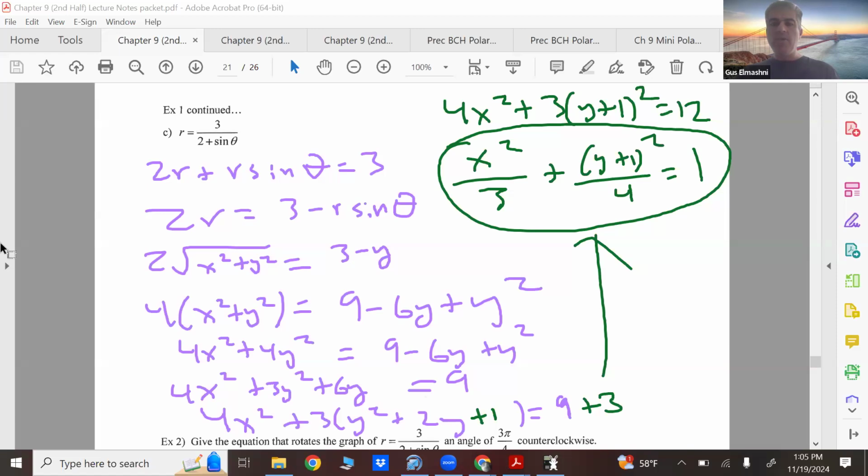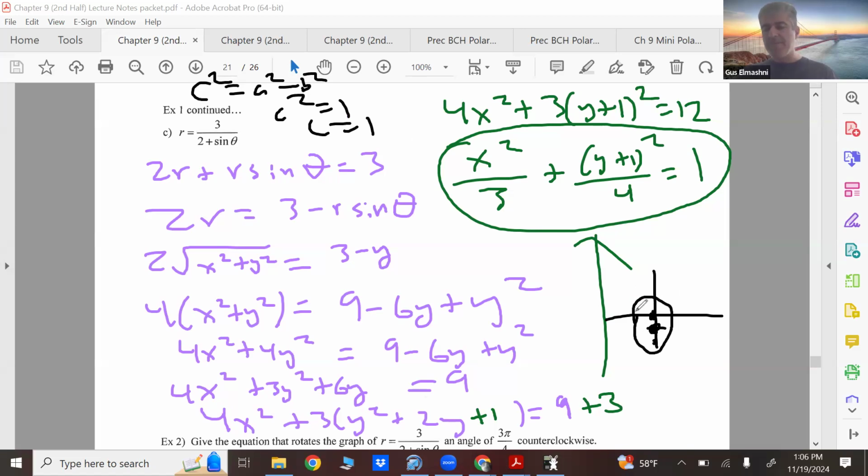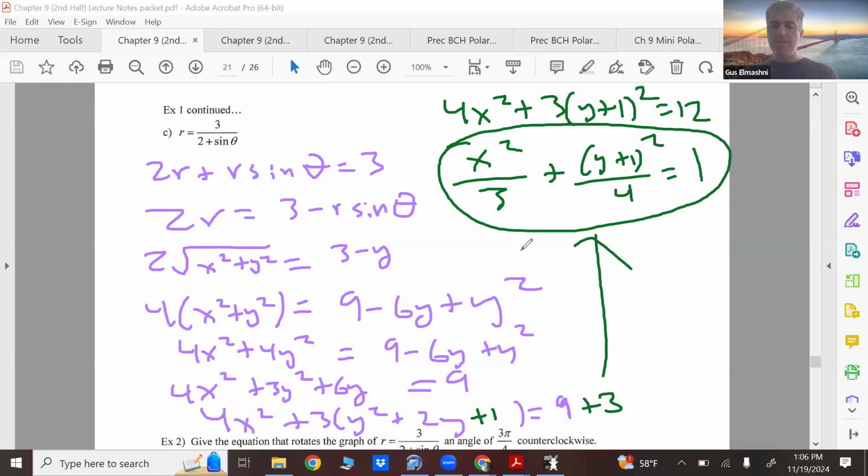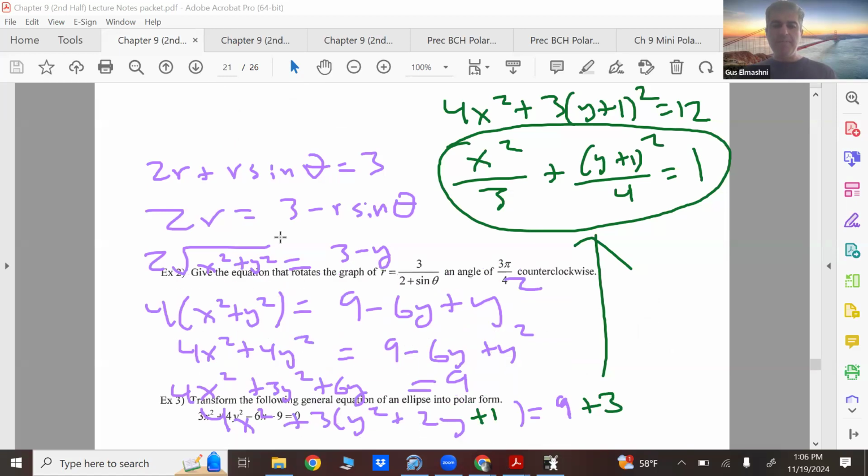Okay, so we got this. Just for fun, if I were to graph this, where would my center be? Okay, and remember c squared equals a squared minus b squared. So what's your c squared here? 1. So your c is 1. So definitely there is a focus here and a focus here, and it kind of does this. So anyway, you get the point. That's all good.